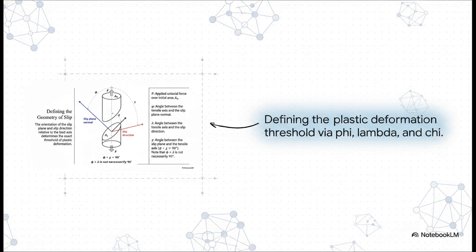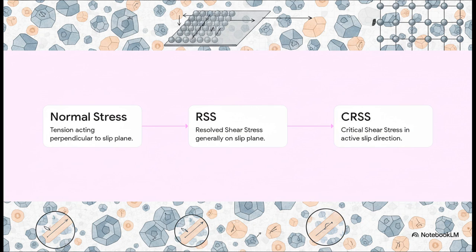First, there's phi, the angle between the tensile axis and the slip plane normal. Then, lambda, the angle between the tensile axis and the slip direction. And finally, chi, the angle between the slip plane itself and the tensile axis. And a quick mathematical note here, phi plus lambda does not necessarily equal 90 degrees. From those core geometries, we can mathematically deduce Schmid's law step by step.